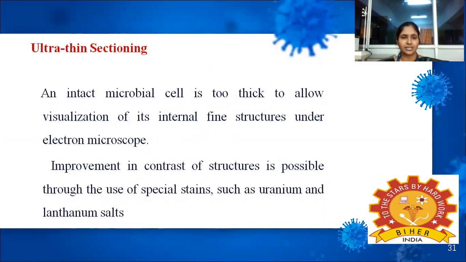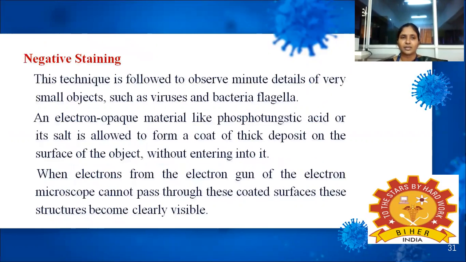Ultra thin sectioning is done, and after the ultra thin sectioning, a special stain can be applied, so that uranium and lanthanum salts can be added to deposit on the surfaces of the structures. When it is sliced, it becomes a very fine structure. Although electrons are able to penetrate such structures, it is difficult to observe them. Hence it is contrasted with special stains such as uranium and lanthanum salts that get deposited on the surface. Next technique is the negative staining technique.